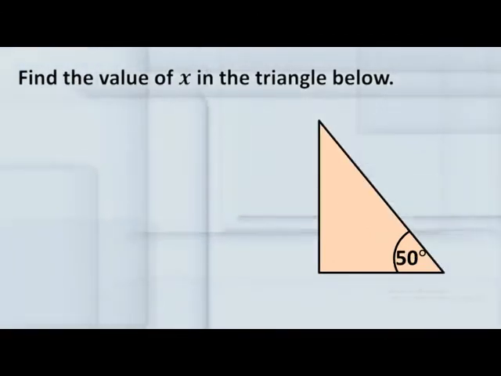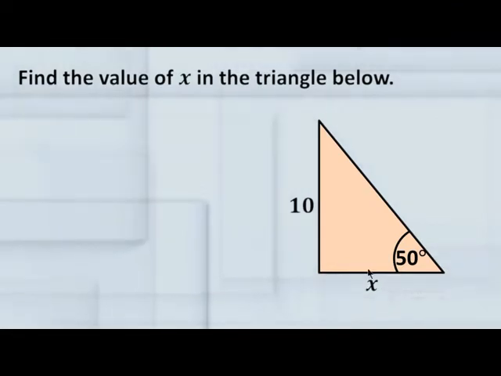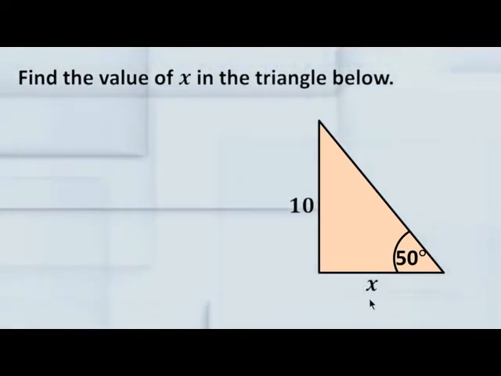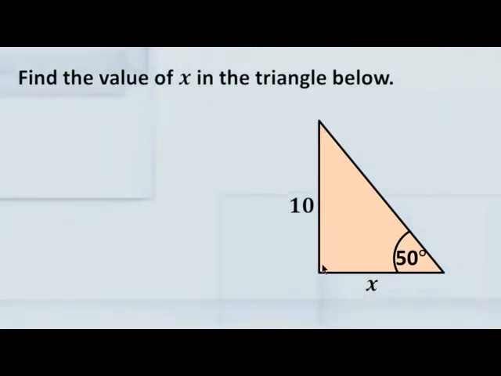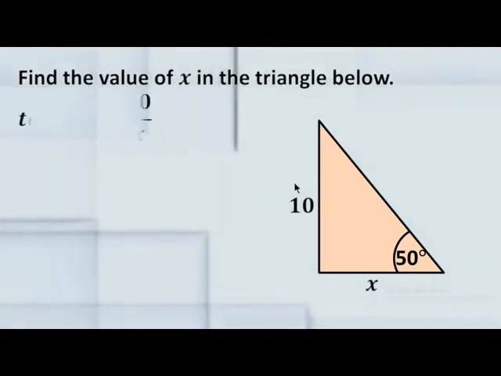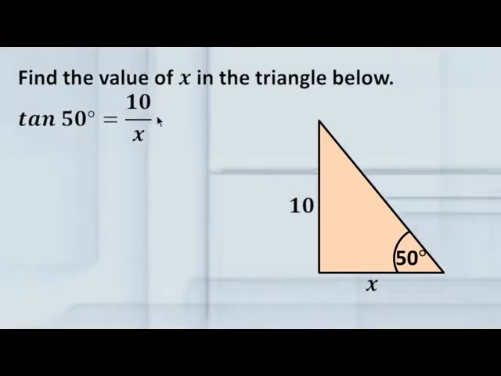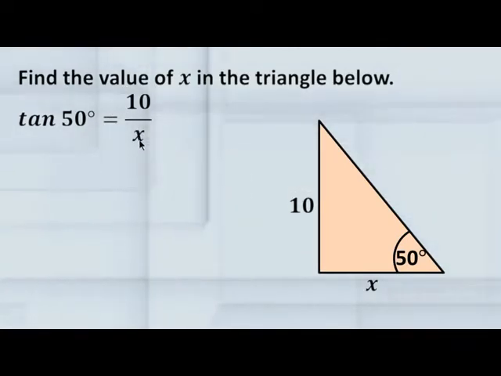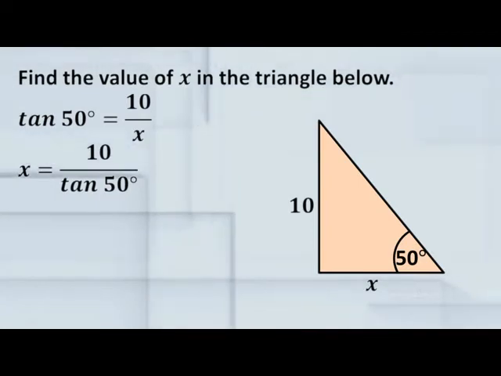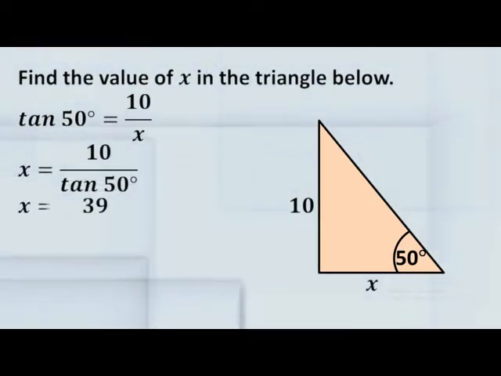How about this triangle? We're going to find the value of x. In this triangle, x is the adjacent and we know the opposite. Since we are going to find the adjacent and we know the opposite, we are going to use tangent. So tangent 50 equal to 10 per x, because tangent equal to opposite per adjacent. So x equal to 10 per tangent 50. So the value of x equal to 8.39. You can find this value by your calculator.